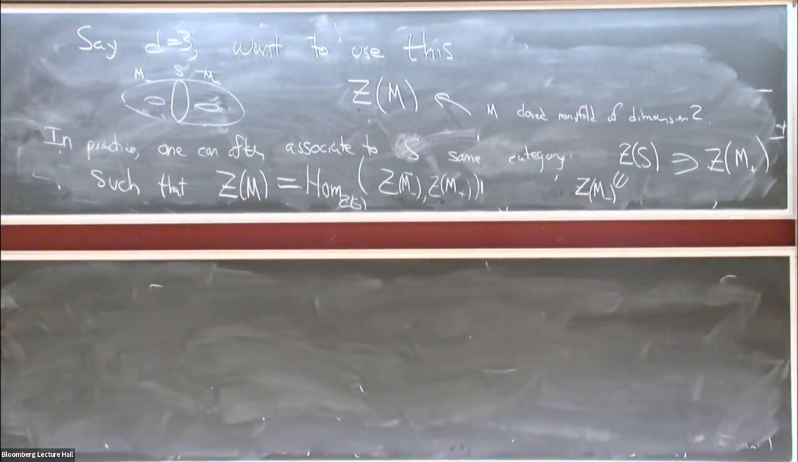Oh, you don't want to think of it as a category. It's the set of highest weight representations of the current algebra. You could think of it that way, Z of S, at least the objects in Z of S. There's a loop group. It has a Lie algebra, which is your current algebra of level K. They have unitary, highest weight representations. The objects in Z of S are the unitary representations of that loop group, of that current algebra.